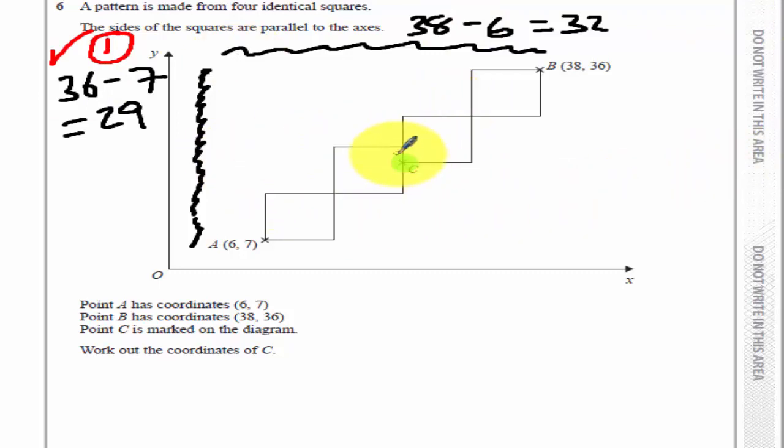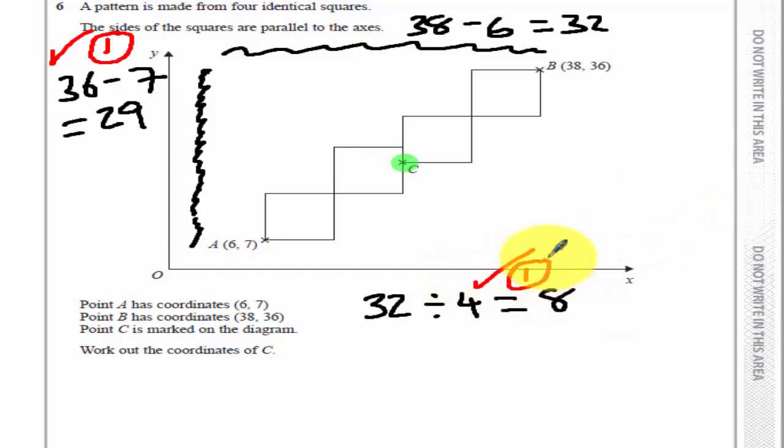So, if the change in x from 38 down to 6 is 32 units, and I've got 1, 2, 3, 4 squares, 32 divided by 4 is 8. I've got my second mark. So each length of the base of the square here will be 8.